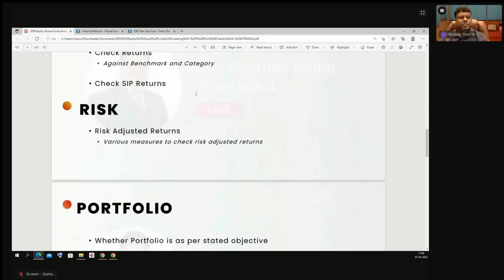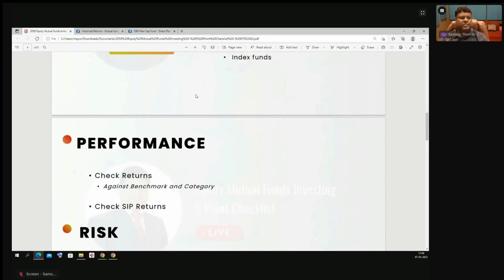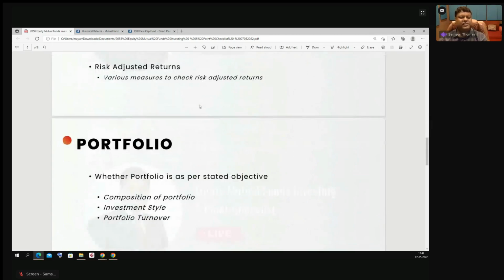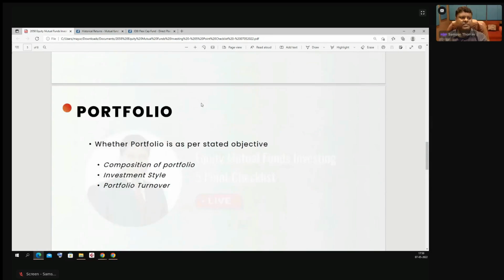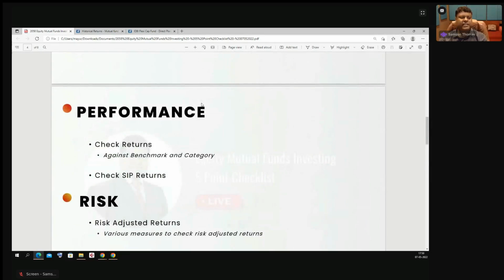Right. Now how do you check all this? So I have a checklist here. There are 5 simple checklist items. Okay, so performance, risk, portfolio composition, and management. Okay, these many things we need, at least the basic information we need to have.